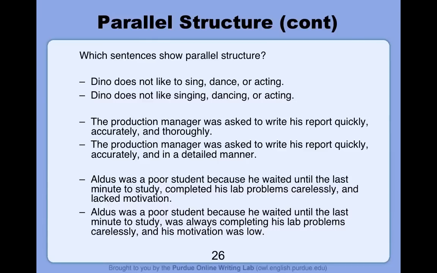The second sentence mixes verb forms. So the first sentence, 3 verb phrases in the past tense, he waited, completed, and lacked. There's the parallel structure. The second sentence in that pair, we've got mixed verb forms. Waited, was always completing, and his motivation was low. That one really doesn't even have a verb other than was.